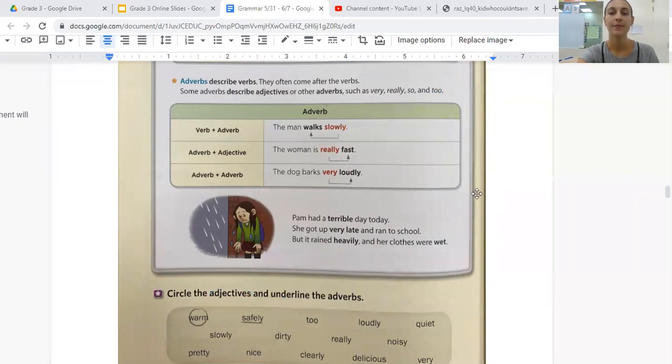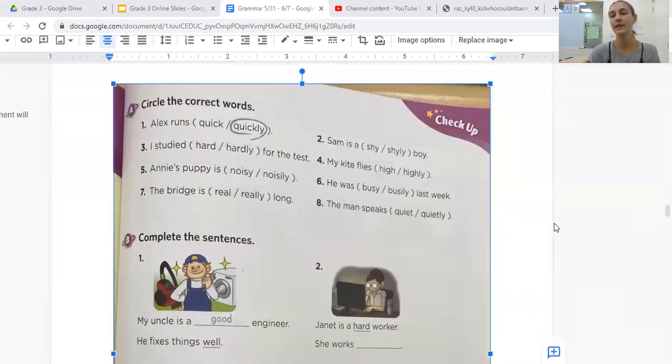Let me scroll down here. Now here, I'm going to walk you through these. There's some that are a little irregular, so I'll just give you the answers to those and then you can do the rest. So Alex runs quick or quickly. We see we have a verb, runs. So we know we need to have an adverb, quickly. Alex runs quickly.